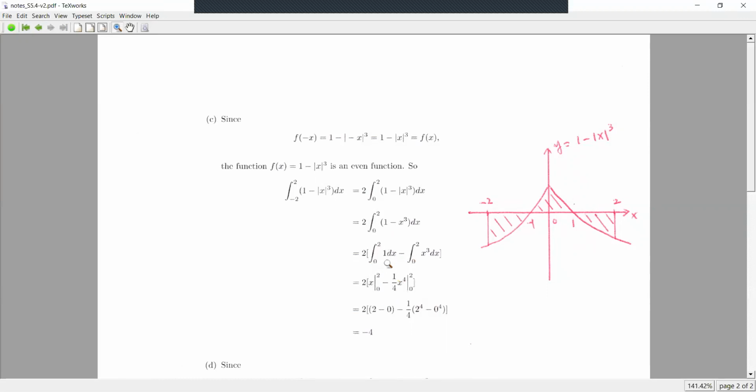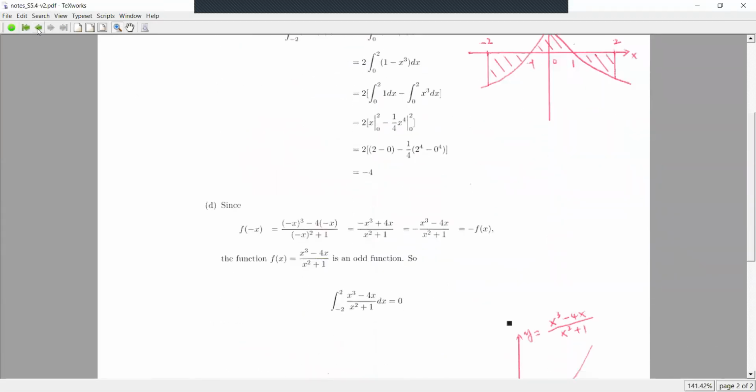Okay, now let me apply the fundamental theorem to compute each of these two integrals. For the first integral, the antiderivative is x. For the second integral, the function's antiderivative is this. Easy to tell. Okay, now plug in 2 for x, plug in 0 for x. Then I get this equation. On the calculator, this number is -4. So this integral, or the net area of the shaded region, is -4.